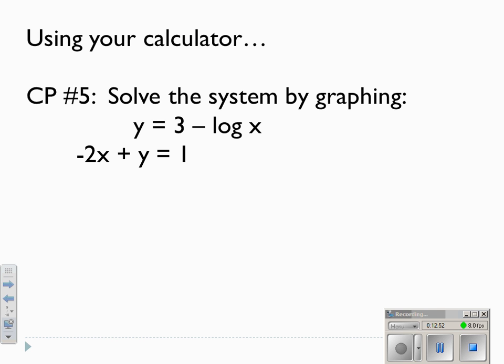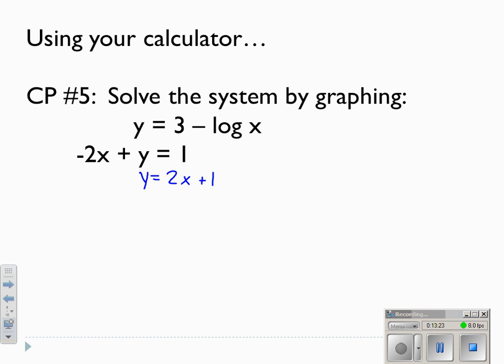Our log functions, remember, are going to end up being a curve of some sort. And then the second line on here turns into y equals 2x plus 1. So that one would have a y-intercept of 1 and a slope of 2 over 1. That one's the easy one to graph. We are probably going to need the graphing calculator to come up with the top one in a timely fashion. So go ahead and punch those in and see if you can find an intersection point.